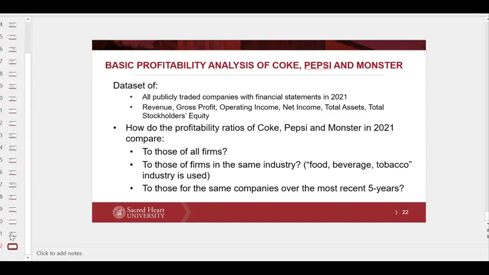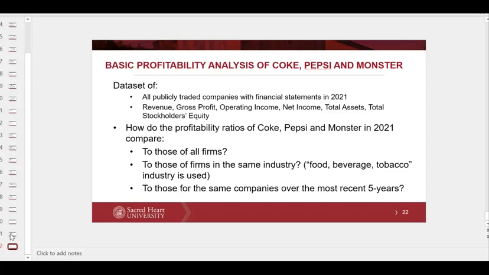And we have a data set of all publicly traded companies with financial statement information for the fiscal year 2021. I took just the variables that we need: revenue, gross profit, operating income, net income, total assets, and total stockholders' equity. And from that data, I easily calculated the ratios that we've used in this video. Let's look at answering the following questions with the data.